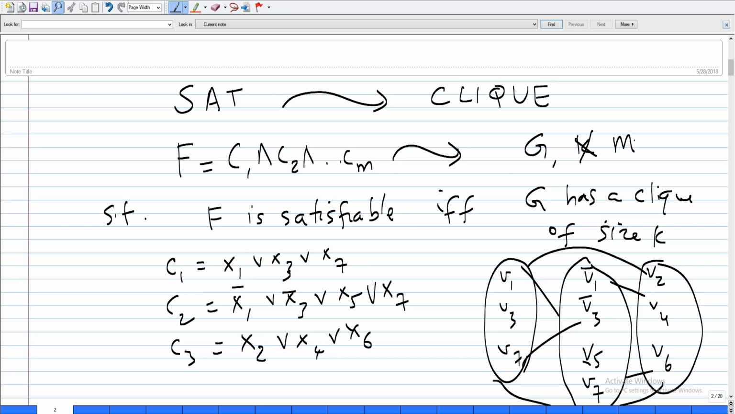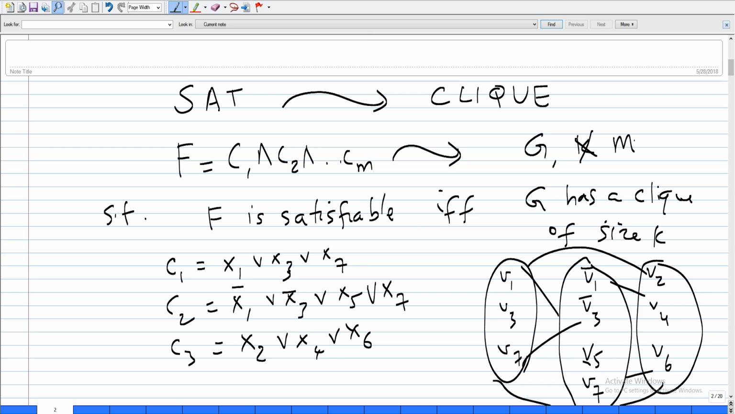So here is my intuition: if you have a formula which is satisfiable, there is some assignment that makes C1 true, that makes C2 true, that makes CM true, which means that out of these variables, one of them is making C1 true. Out of these variables, one of them is making C2 true. And I'm going to pick those variables. Since I designed my graph in a way that there is an edge between every pair of these sets, they will form an M clique. So yes will go to yes. If you have a satisfying assignment, you will have an M clique. Now I also have to argue that no will go to no.